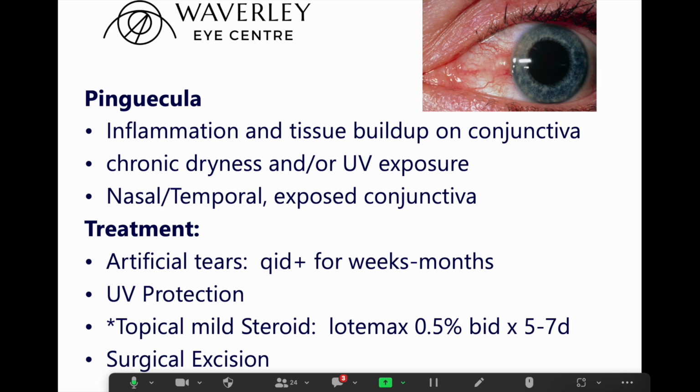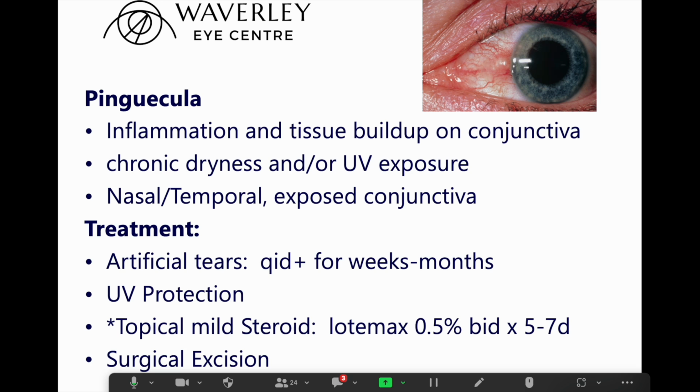If someone's spending a lot of time outdoors, wear UV protection. Topical mild steroids can quieten down an inflamed pinguecula and make it feel a little bit better. I have an asterisk there for the reasons I talked about before: be cautious of using topical steroids. And if it's really bad and cosmetically annoying or physically bothering the patient when they blink, surgical excision is an option. The scar, though, is not always pretty because it's an indentation, so it's not the perfect solution.